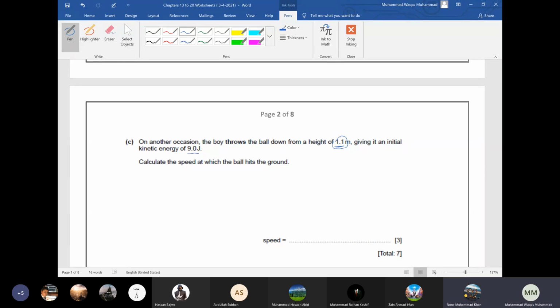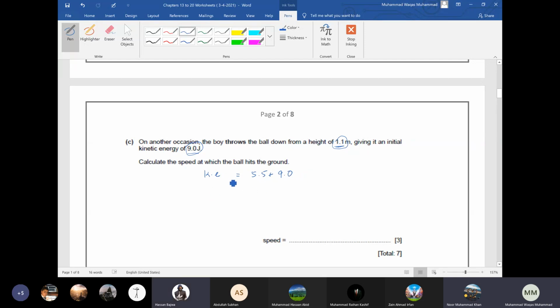So beta, kinetic energy of the ball at the impact is how much? It's 5.5 joule because it is dropped from 1.1 meter height. Plus beta, it is also given 9 joules of kinetic energy. So the total kinetic energy it has at the impact is 5.5 plus 9.0. So what will be the answer?